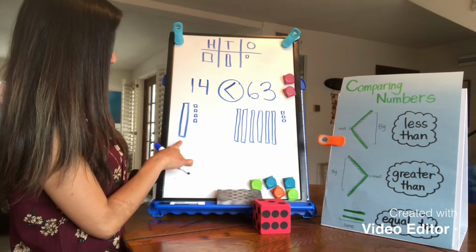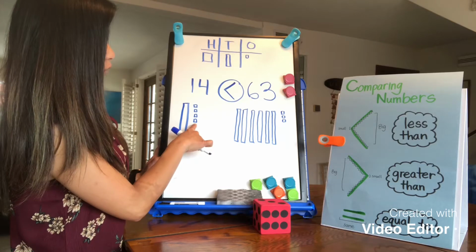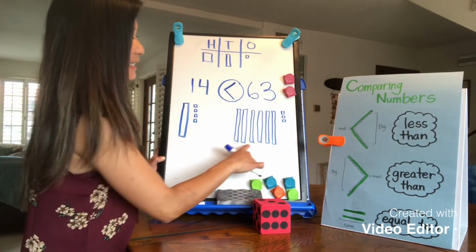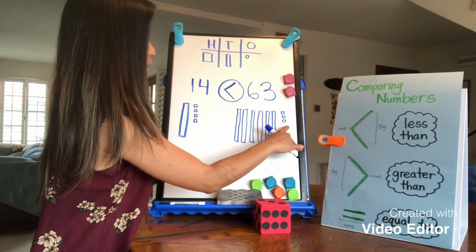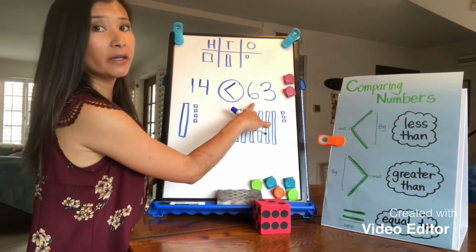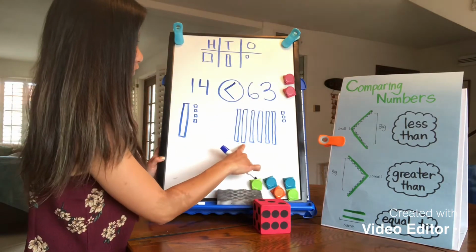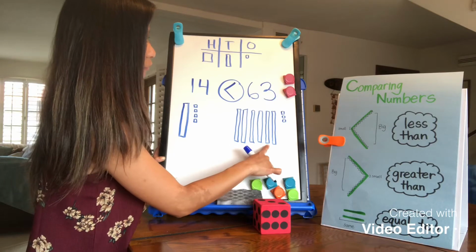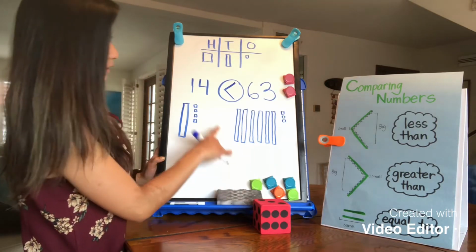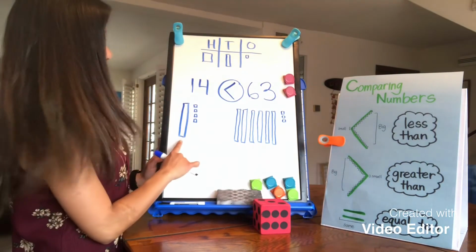14 has 1 ten and 4 ones. 63 has 6 tens and 3 ones. So I know that this number is bigger because it has 1, 2, 3, 4, 5 more longs than the number 14, which only has 1.